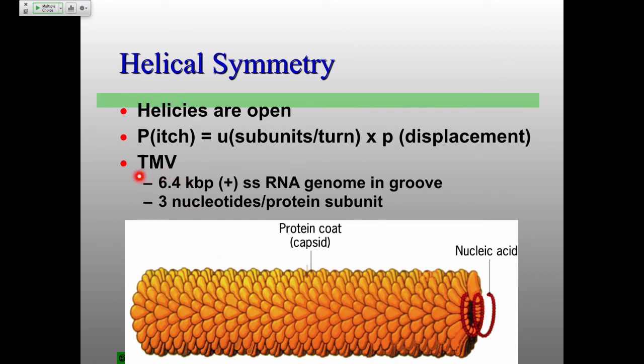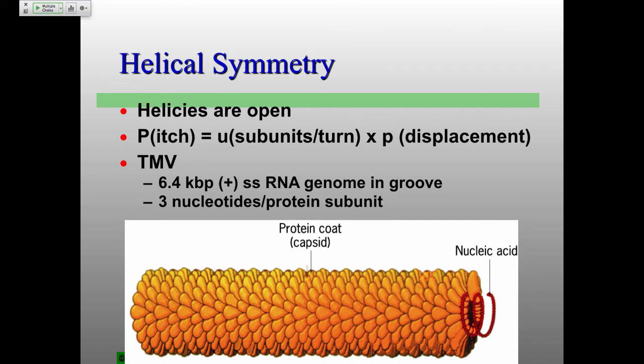In the case of tobacco mosaic virus, the very first virus to be characterized as such, the small filterable disease-causing agent, it has a 6.4 kilobase, actually kilobase, get rid of that P because it's not a base pair, single-stranded RNA genome, and 3 nucleotides per protein subunit. And so you can literally take 6,400, divide by 3, and that gives you the number. Now, this is not true for all of these helical structures, but very often it's going to be one of these capsid protein subunits per some number of nucleotides in that particular structure. So that's a helical formation.